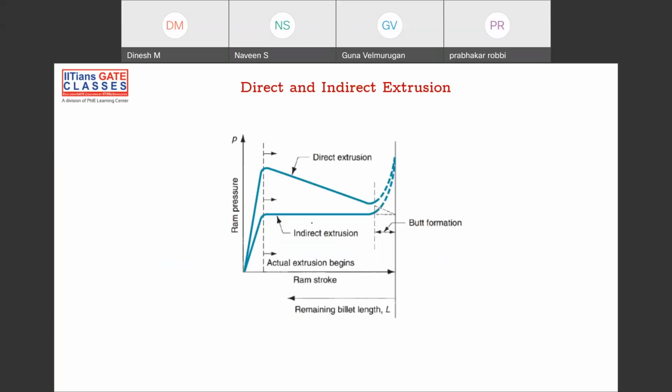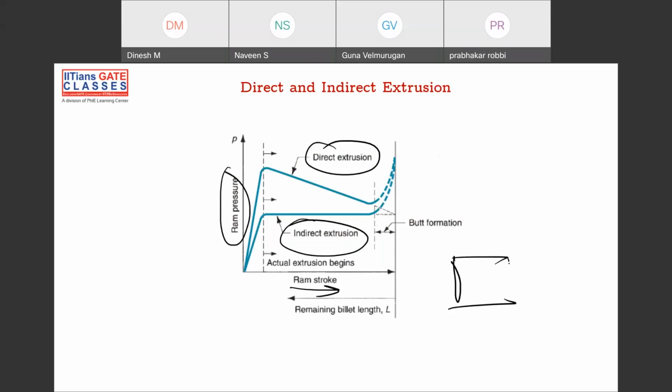So this is the diagram for direct extrusion and indirect extrusion. The indirect extrusion is nothing but the opposite, where there is no relative motion between the container and the workpiece. We have seen that, right? So this is ram pressure, and this is your ram stroke. Ram stroke is nothing but the piston movement, in this x direction. As you're moving forward, pressure keeps on increasing.